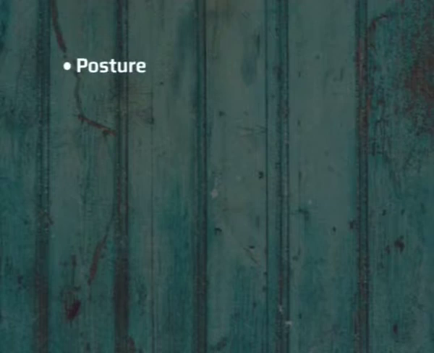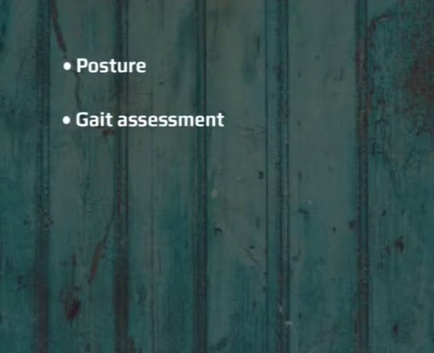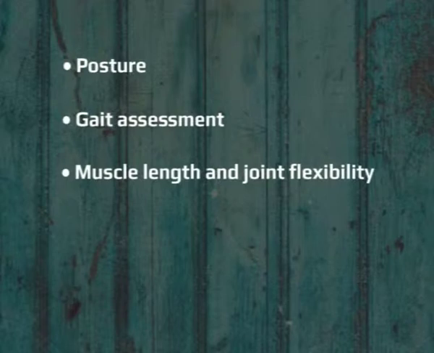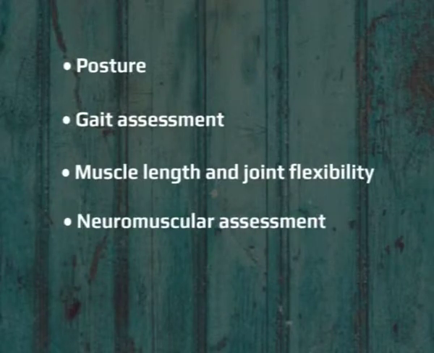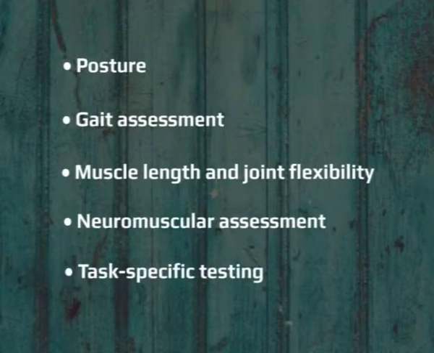A typical physical screening of an athlete includes analysis of: number 1, posture; number 2, gait assessment; number 3, muscle length and joint flexibility; number 4, neuromuscular assessment; number 5, task-specific testing. Even the junior team or recreational player who does not consider themselves to be an athlete can greatly benefit from a base level screening from a sports physiotherapist on posture and muscle tightness or weakness.